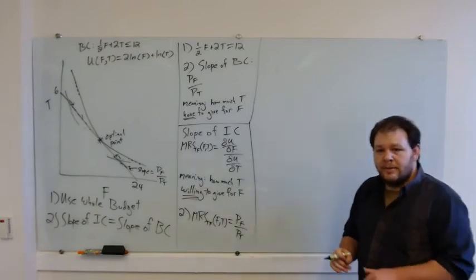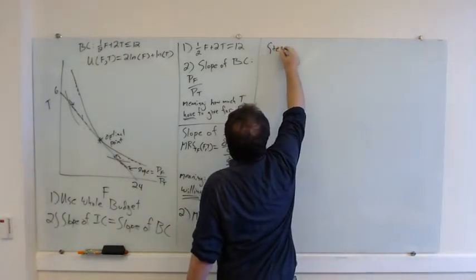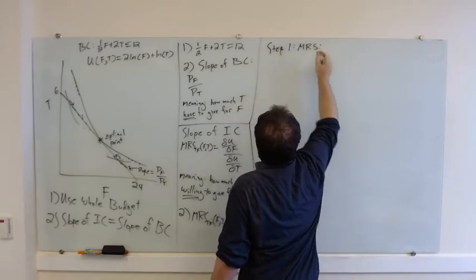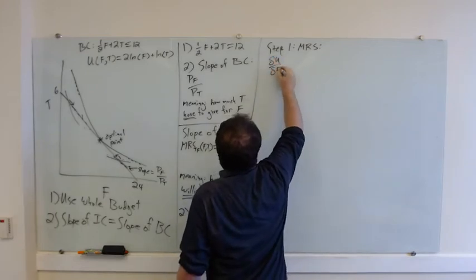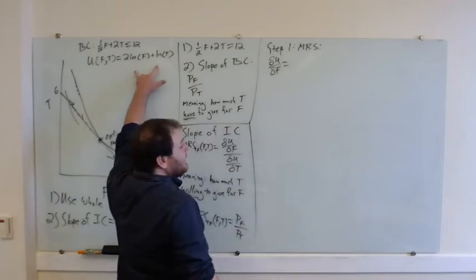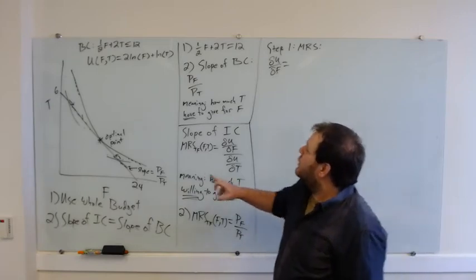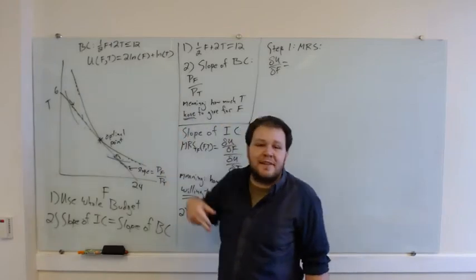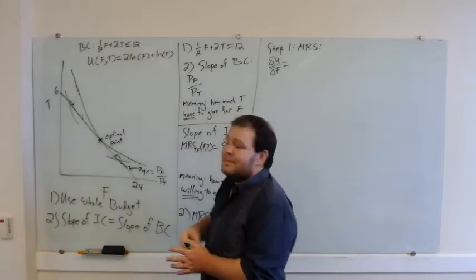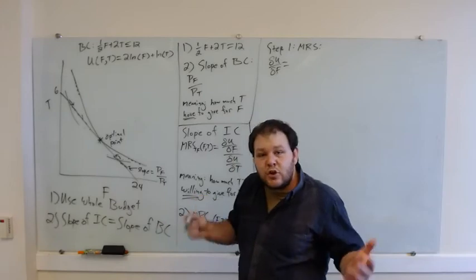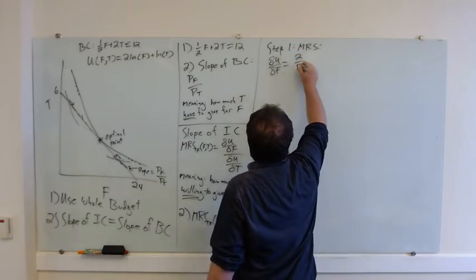Let's do some math. Step one, we want to find our marginal rate of substitution. We do that by taking these partial derivatives. So we'll say du df is going to equal the derivative of our utility function with respect to f. Remember, when we're taking the partial derivative, we treat f as a variable and t as a constant. So this is 2 times the natural log of f plus the natural log of 4, so this part doesn't matter at all for the partial derivative, it's just this part. What's the derivative of the natural log of f with respect to f? It's 1 over f, so this is going to be 2 over f.